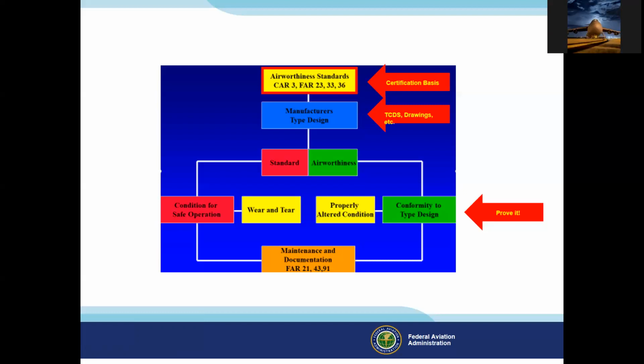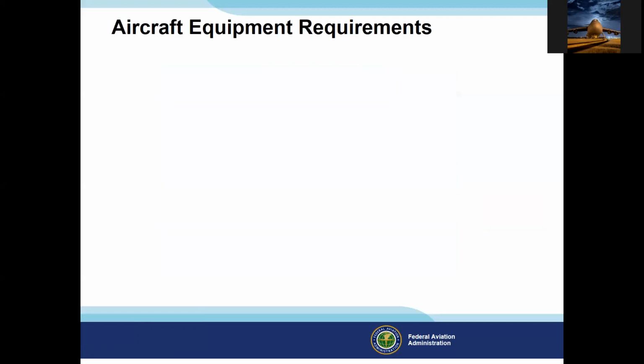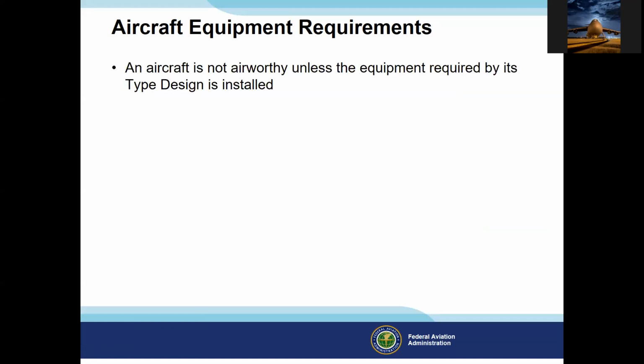All right, we'll start with the next slide. The next few slides will discuss the first elements of the airworthiness conformity to type design. Now we'll look at equipment that must be installed in the aircraft to maintain airworthiness. Remember, it must conform to type design. Equipment required by type design cannot be removed. Check the equipment list and the type certification data sheet.